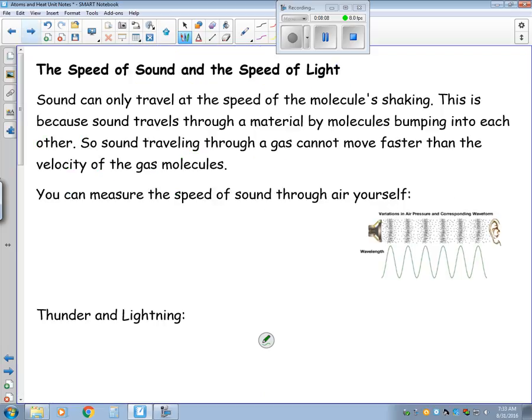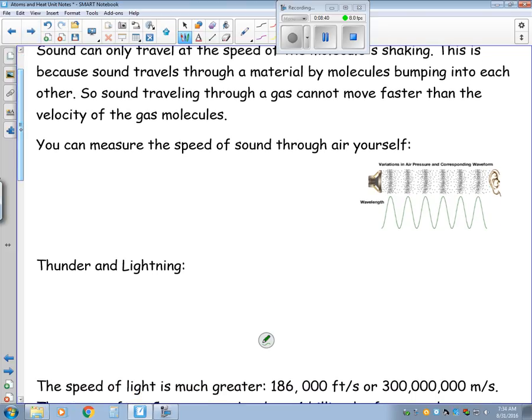Okay, speed of sound and speed of light. Here's that connection I was mentioning earlier. Sound can only travel at the same speed of the molecules shaking. And this is because sound travels through a material by making molecules bump into each other. So sound traveling through a gas cannot move faster than the velocity of the individual gas molecules. We call this a compression wave.